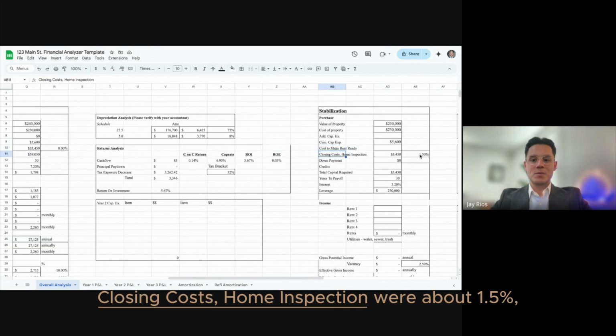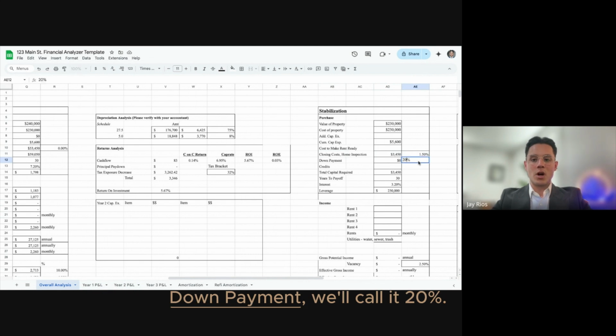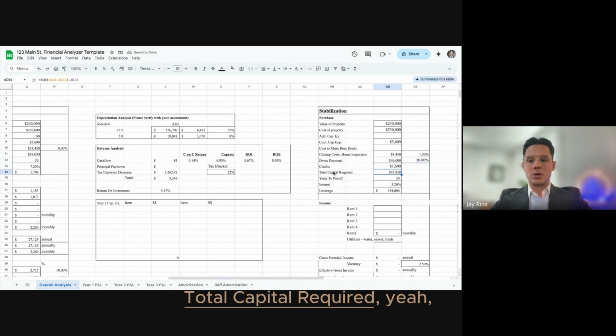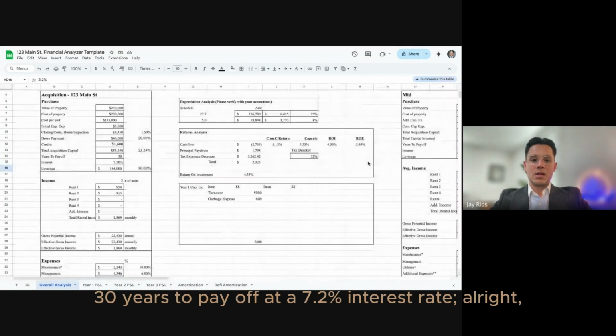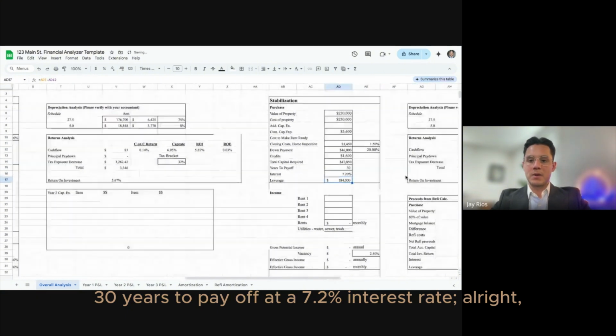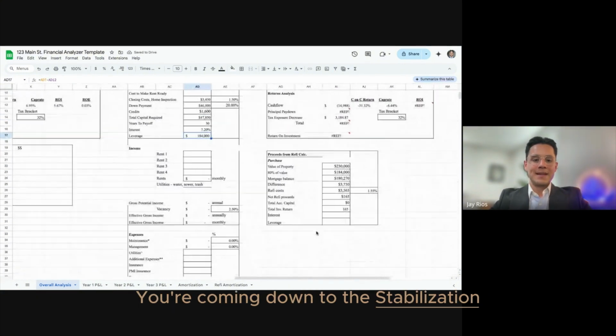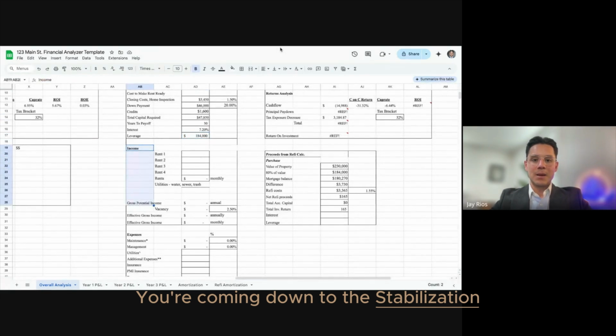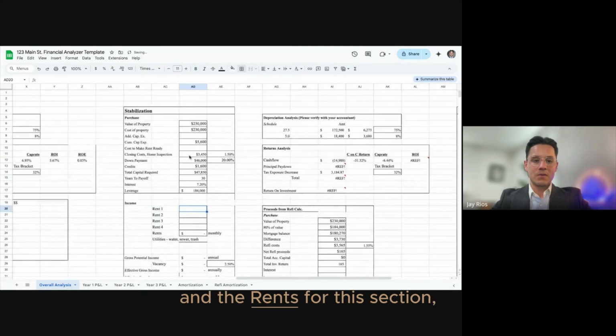Closing costs on home inspection were about 1.5%. Down payment, we'll call it 20%. Again, the credits, $1,600. Total capital required, was what we had initially. 30 years to pay off at a 7.2% interest rate. All right, just making sure those are all the same there. You're coming down to the stabilization and the rents for this section.